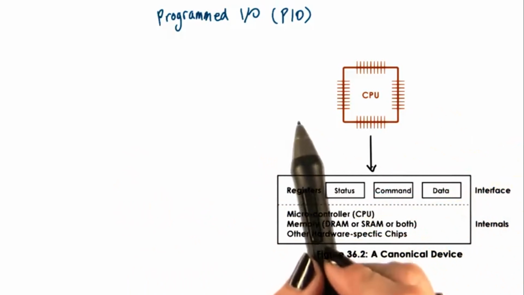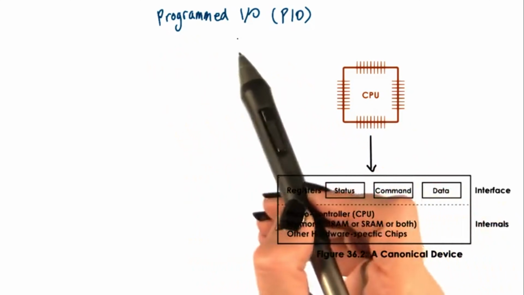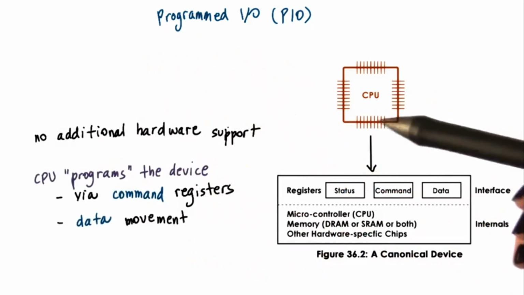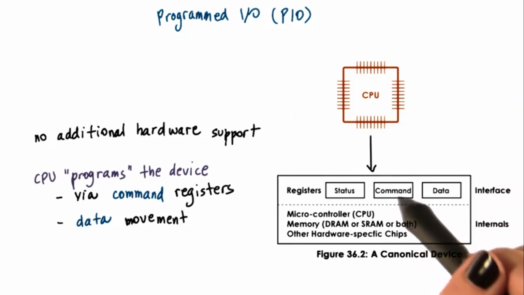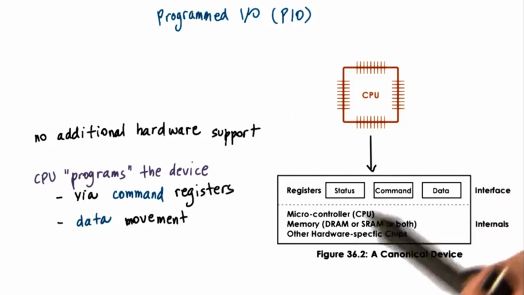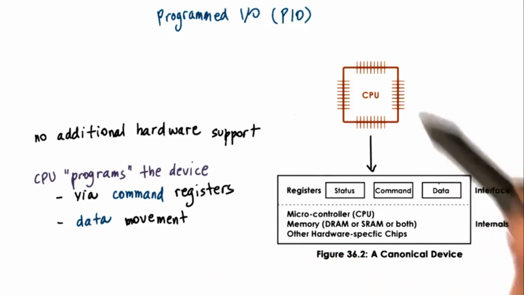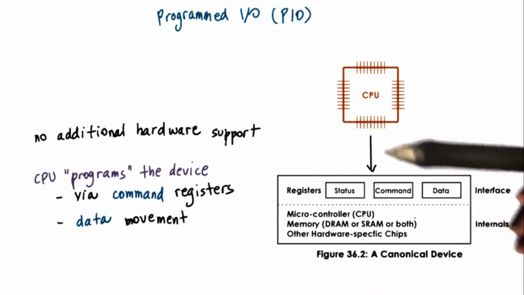With just basic support from an interconnect like PCI and the corresponding PCI controllers on the device, a system can access or request an operation from a device using a method called programmed I/O. This method requires no additional hardware support. It involves the CPU issuing instructions by writing into the command registers of the device, and also controlling the data movement by accessing the data registers of the device. So either the data will be written to these data registers or read from them.